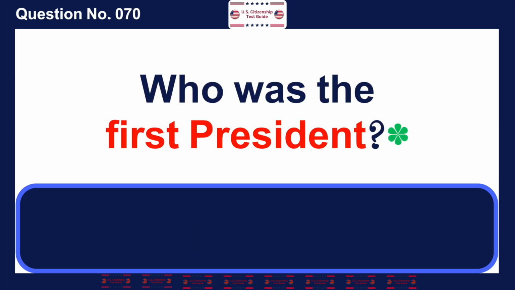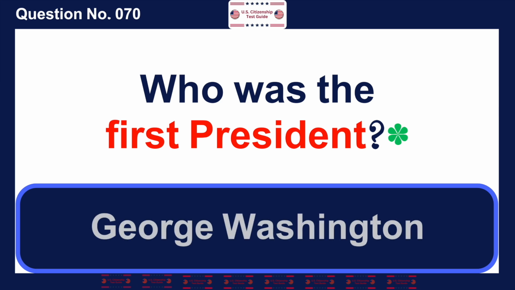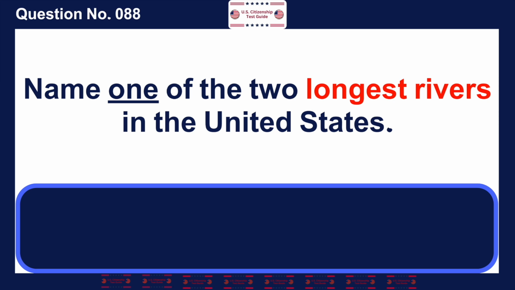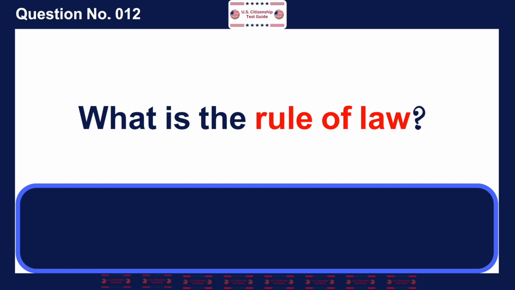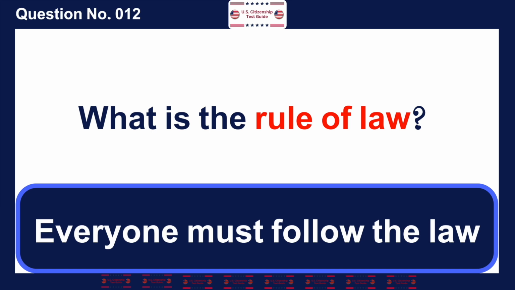Who was the first president? George Washington. Name one of the 2 longest rivers in the United States. Missouri River. What is the rule of law? Everyone must follow the law.